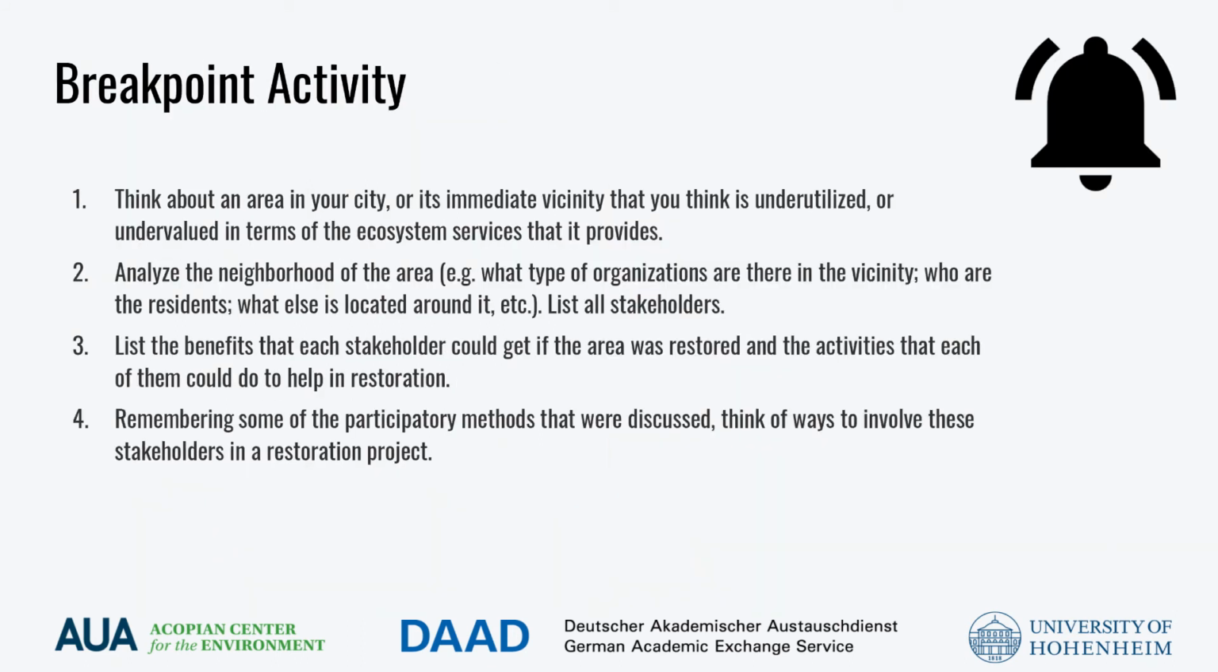Breakpoint. 1. Think about an area in your city or its immediate vicinity that you think is underutilized or undervalued in terms of the ecosystem services that it provides. 2. Analyze the neighborhood of the area, such as what type of organizations are there in the vicinity, who are the residents, what else is located around it, and so on. List all stakeholders. 3. List the benefits that each stakeholder could get if the area was restored, and the activities that each of them could do to help in restoration. 4. Remembering some of the participatory methods that were discussed, think of ways to involve these stakeholders in a restoration project.